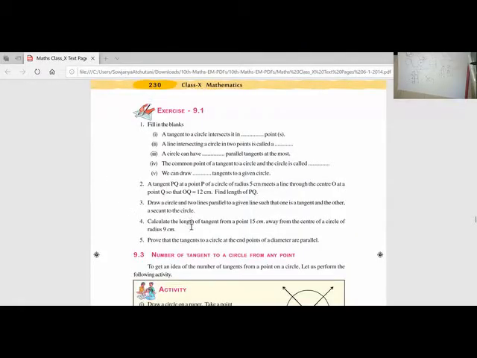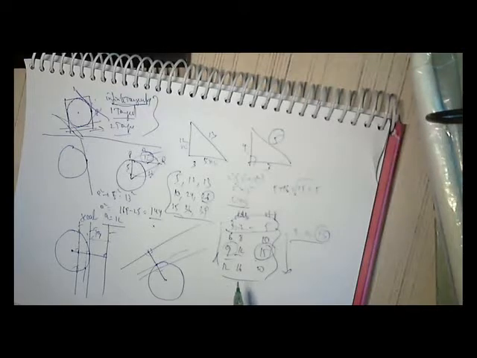So let us see. Calculate the length of tangent from a point 15 centimeters away from the center of a circle of radius 9. This is similar to this problem. 15 square minus 9 square. We have just seen 15 square minus 9 square is 12 square. So automatically the answer is 12.